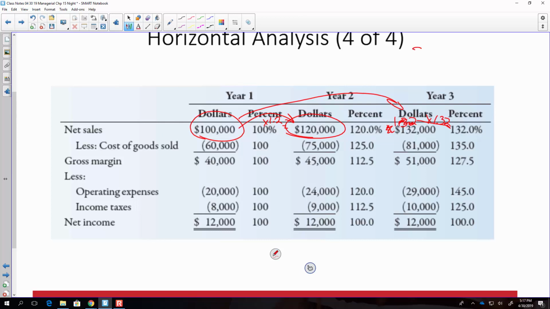So in other words, the author goes 132 over the base year, which is 100. That's 1.32, but they want this as a percent, so it's 132% of base year. So everything's based off that base year in this case. So the denominator is the base.